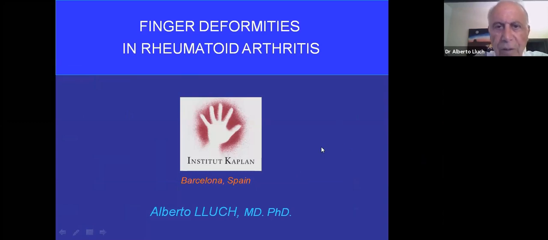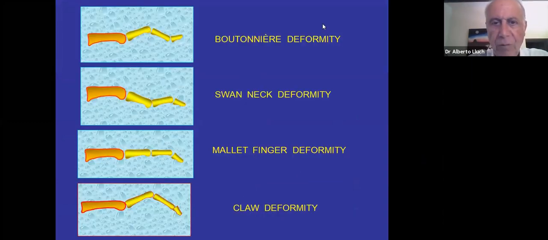I will talk tonight about the finger deformities in rheumatoid arthritis. And we have the Boutonniere deformity, which is a flexion of the PIP joint and extension of the DIP. Swan neck deformity, which is the reverse, extension of the PIP and flexion of the DIP.